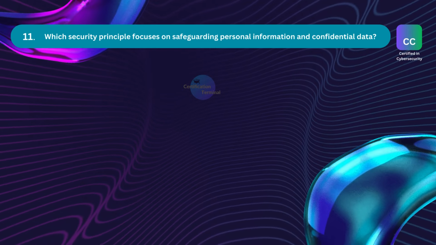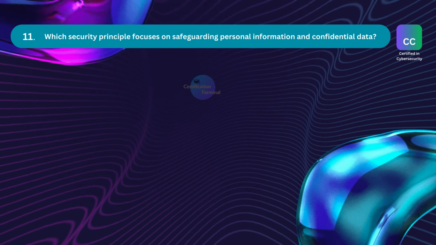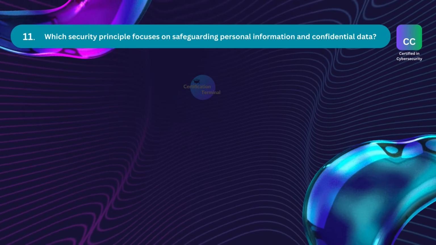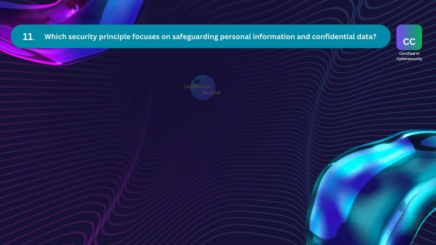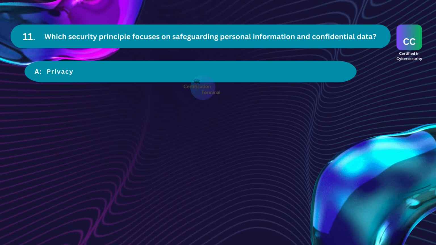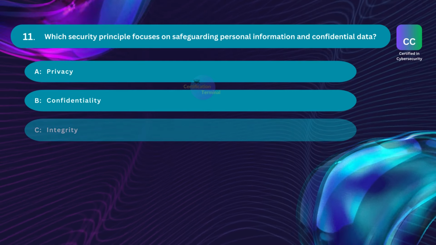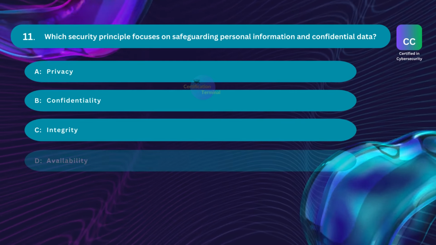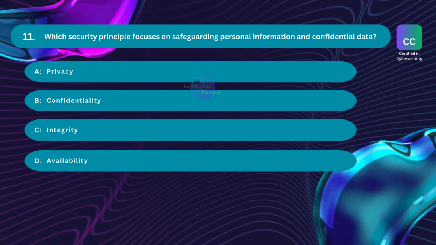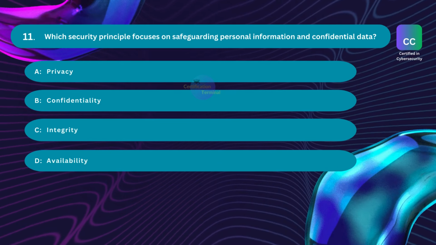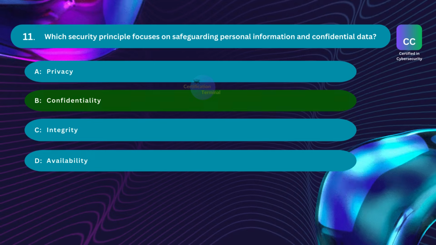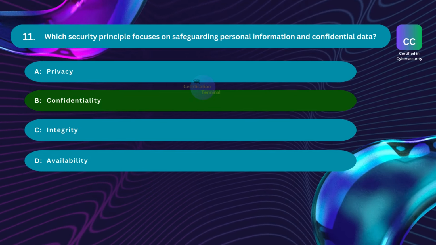Question number 11. Which security principle focuses on safeguarding personal information and confidential data? Option A, Privacy. Option B, Confidentiality. Option C, Integrity. Option D, Availability. The correct answer is Option B, Confidentiality.